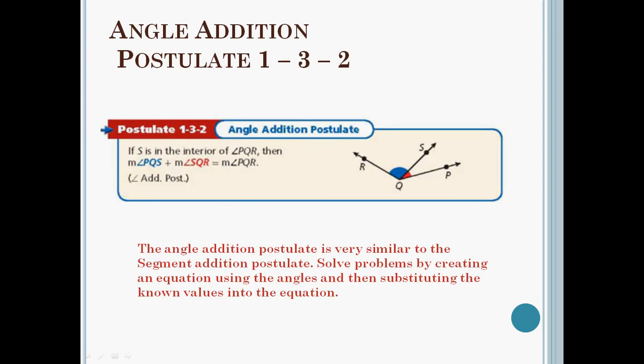We have an angle addition postulate, which is postulate 132. It is much like the segment addition postulate. It simply states that if we have an angle RQS and an angle SQP, then if we add them together, their measures will equal the measure of angle RQP. That makes sense. It's just adding two angles together, you get a bigger angle.